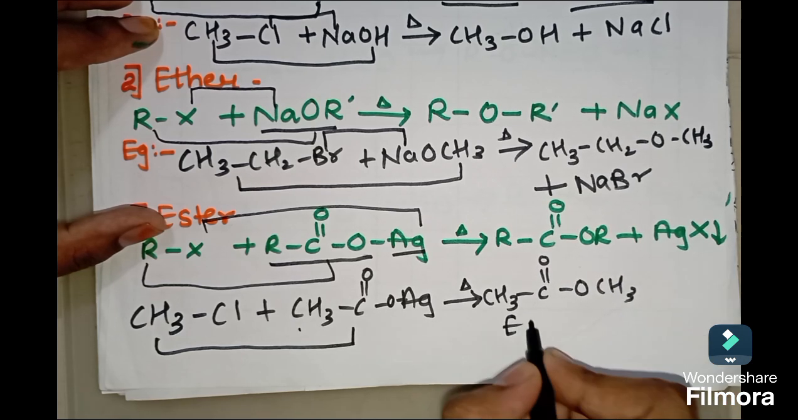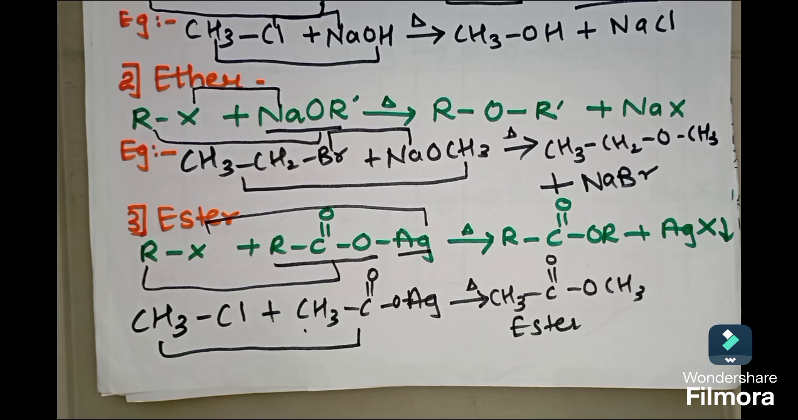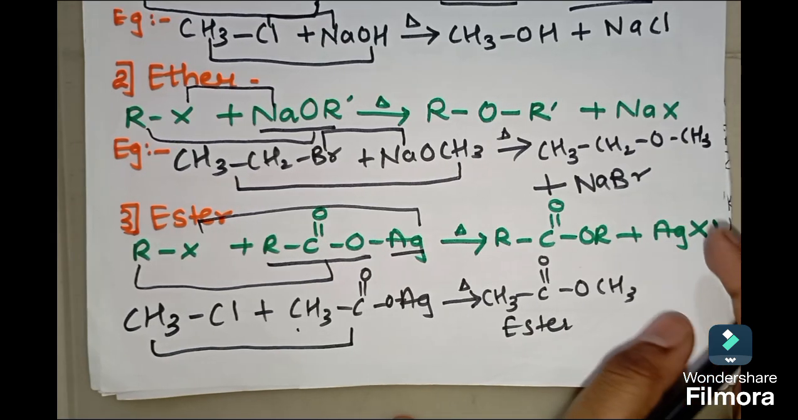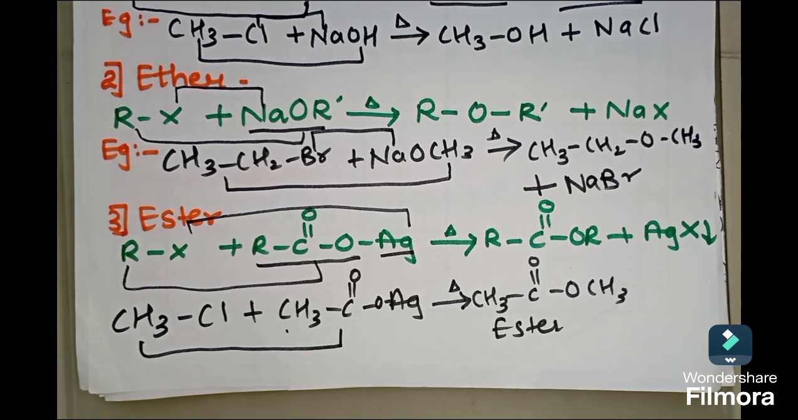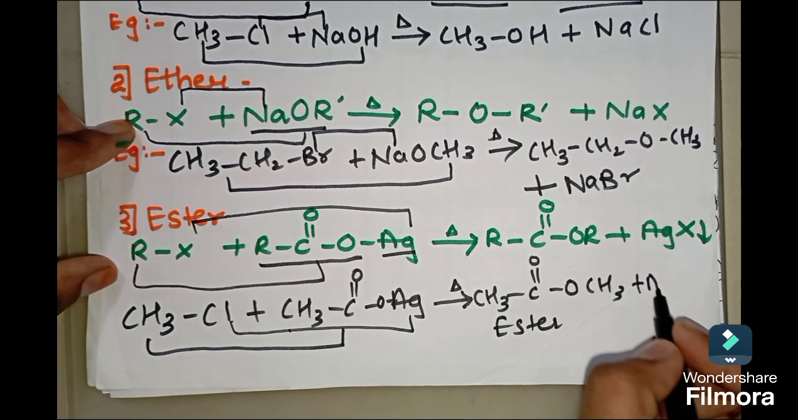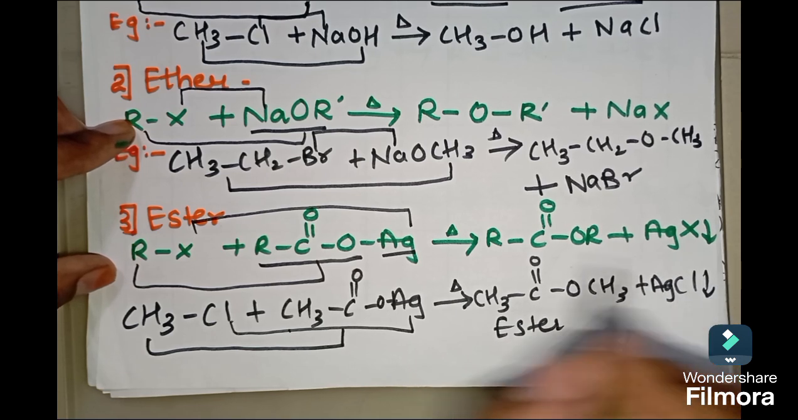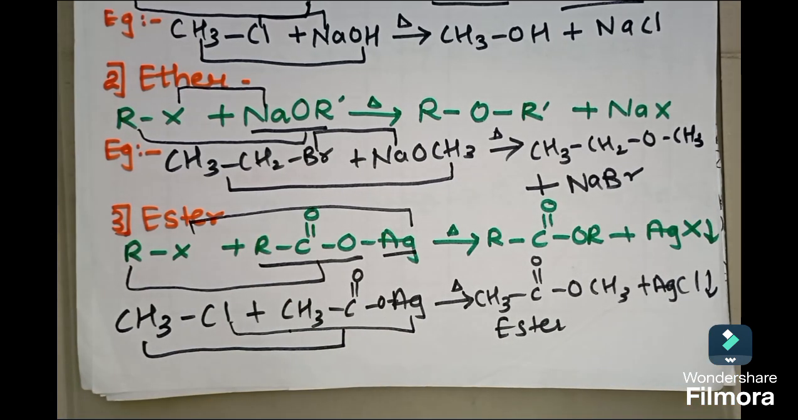And this is called an ester. You don't have to name it because in your syllabus we don't have ester. So it will be... and the remaining, that is silver chloride, will be formed as a precipitate. Okay, so now we have formed ester. Now we are going to move on to another topic.